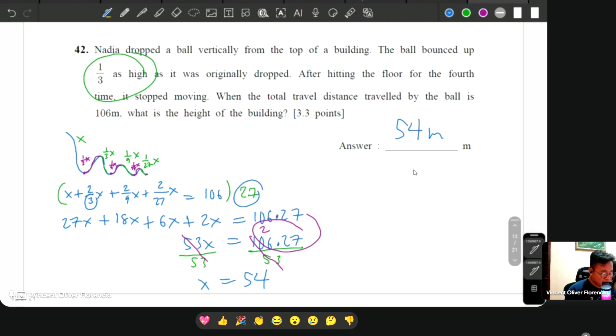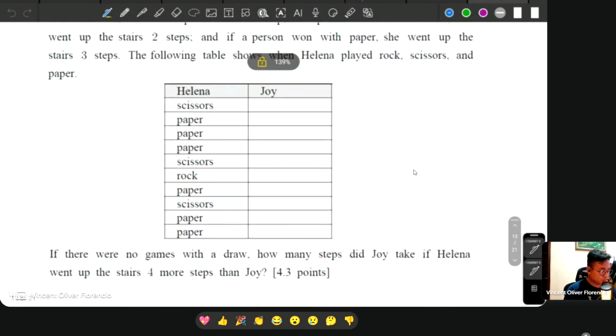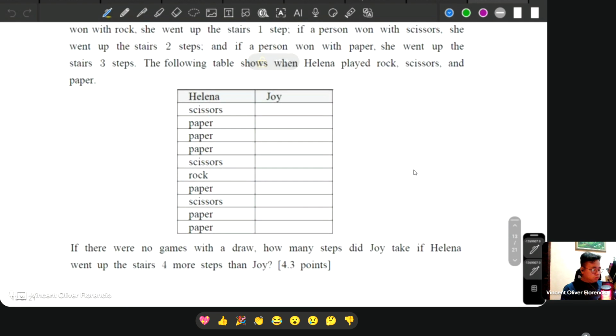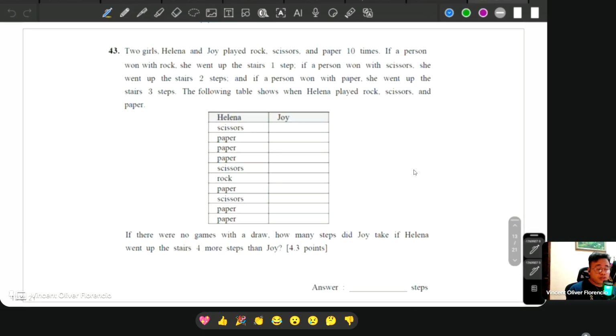Okay, we're almost there. 43. This one. Okay, this one here might be a bit confusing. Also, I actually tried this a while ago. There might be different ways of solving this one. I mean, there are different possibilities, but it will just have the same answer. Read first the question.